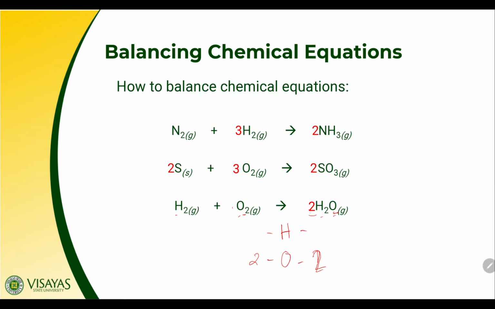Now we balance the number of hydrogen atoms. On the product side, we have 2 times 2, this is 4. Whereas on the reactant side, we only have 1 times 2, so this is 2. So what do we do? We have to add a coefficient 2 for hydrogen, because when we multiply 2 by 2 in here, we get 4. So we have now a balanced chemical equation.